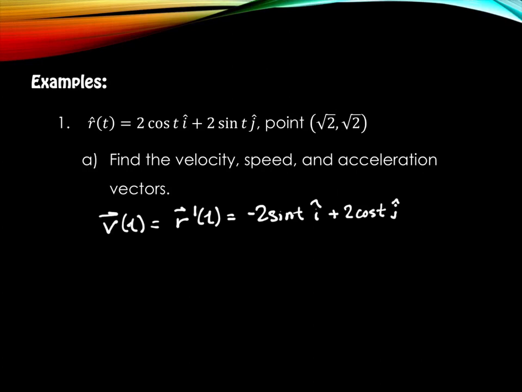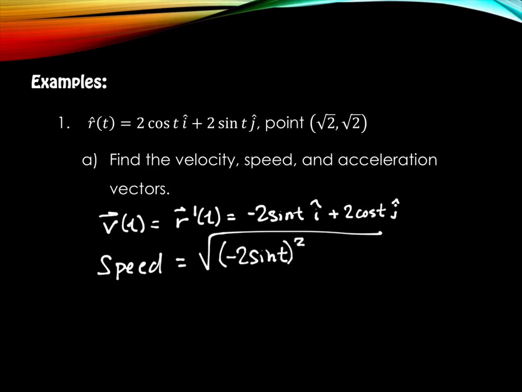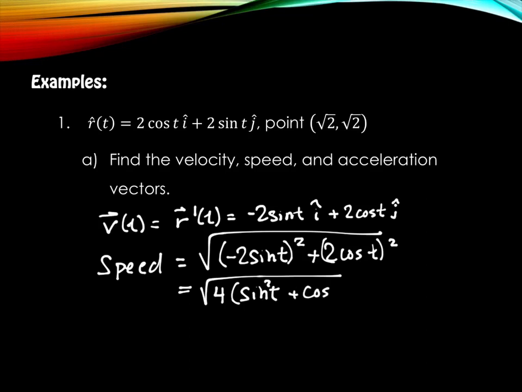The speed for this is the square root of each of these components squared. So negative 2 sine of t squared plus 2 cosine of t squared. And hopefully you're looking at that and thinking, this looks like a Pythagorean identity. It is. If you square each component, they'll have a 4 in them. And then if we factor that 4 out, we have sine squared of t plus cosine squared of t, which of course is equal to 1. So this is just the square root of 4, or 2.